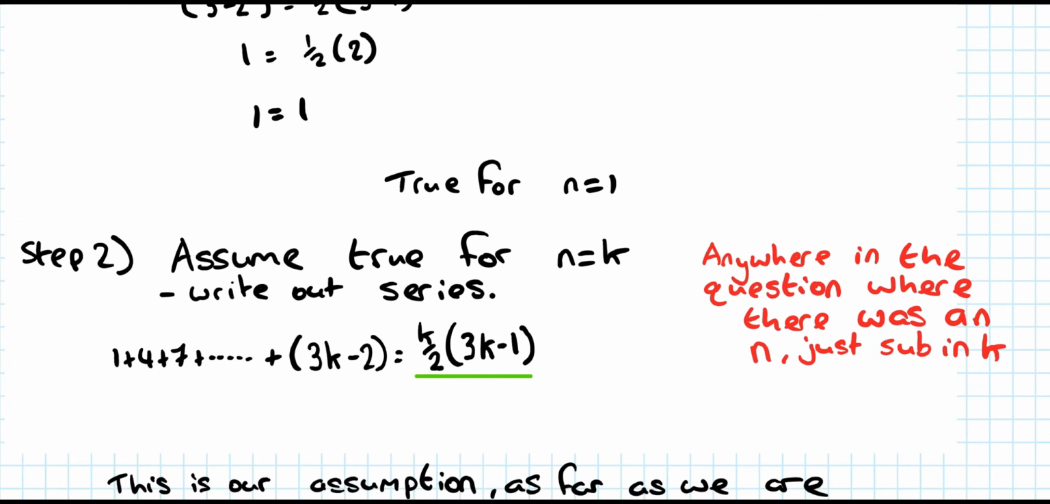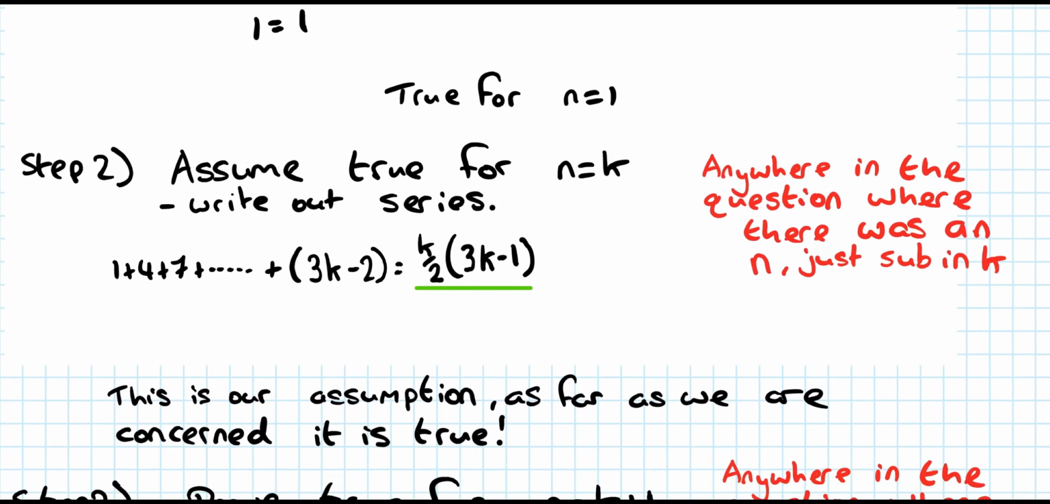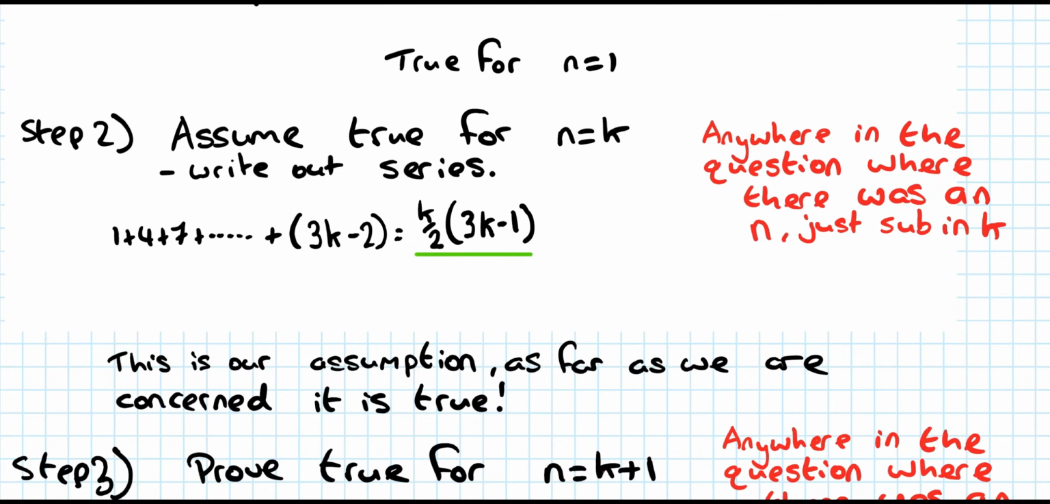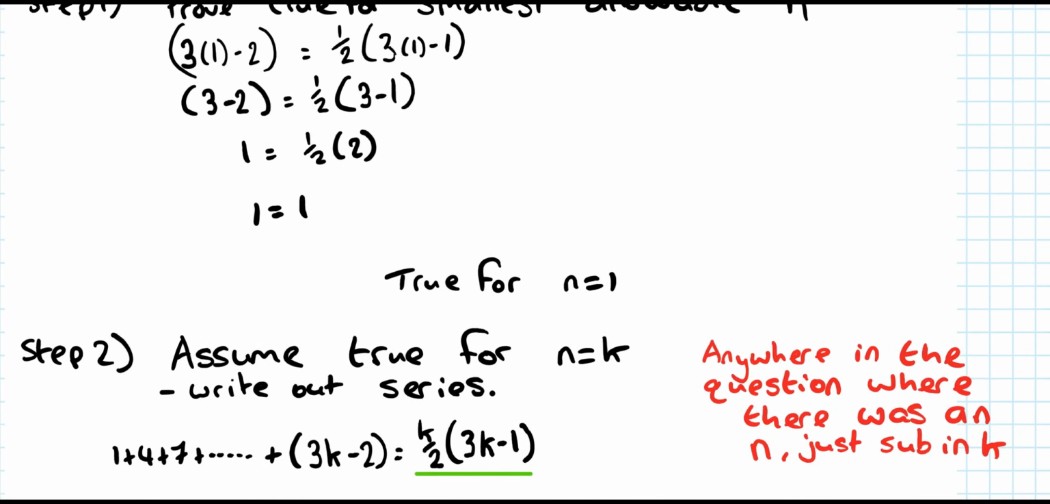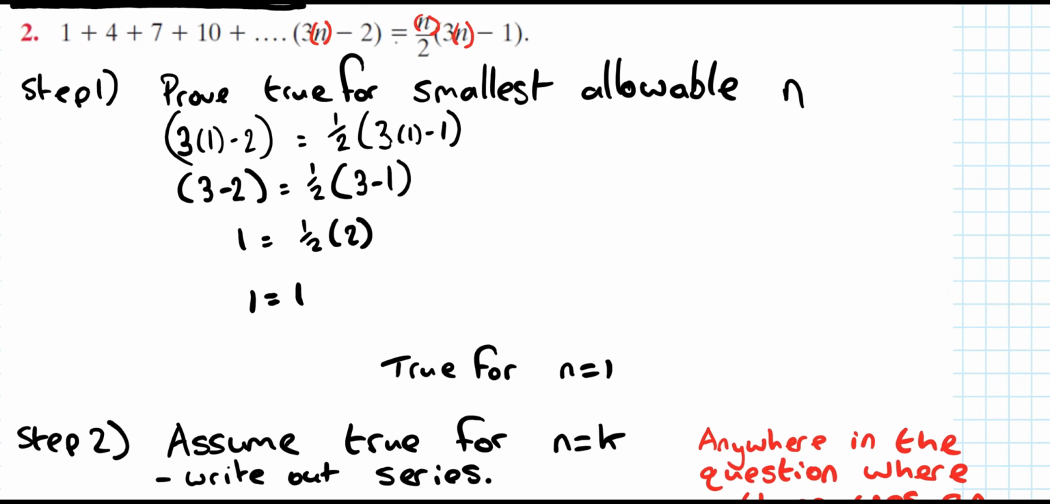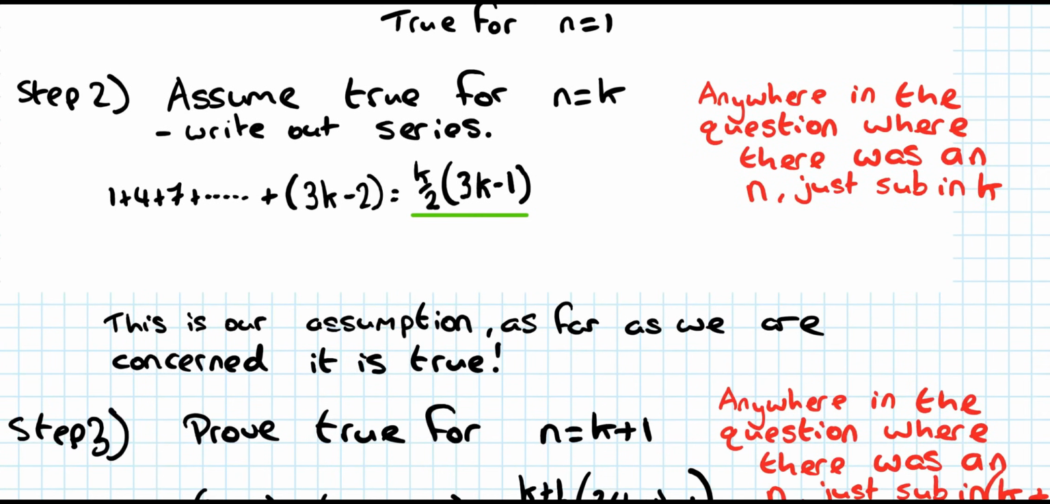Step 3 is the actual proof part. So as I was saying, this is our assumption. As far as we're concerned, it is true. So step 3, prove true for n is equal to k plus 1. So it's important you go back to the start, and anywhere here that you see a red bracket, you are now putting in a k plus 1. So step 3.